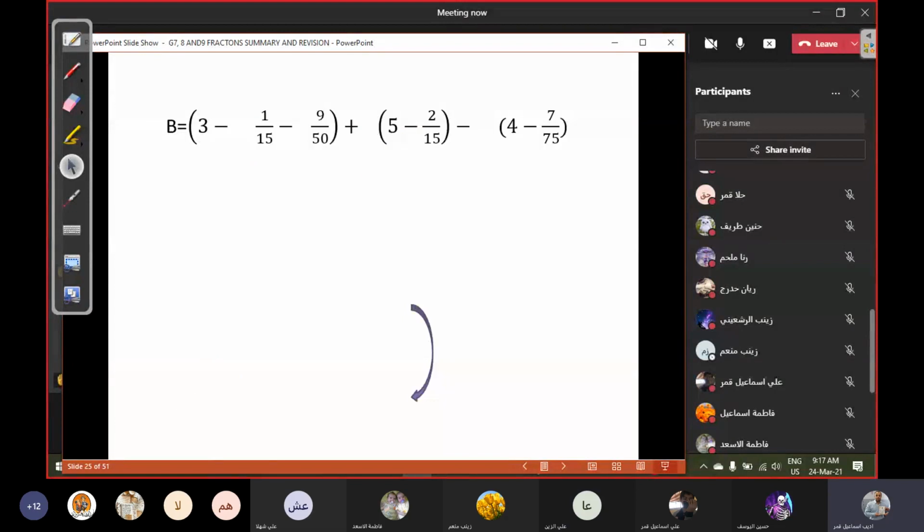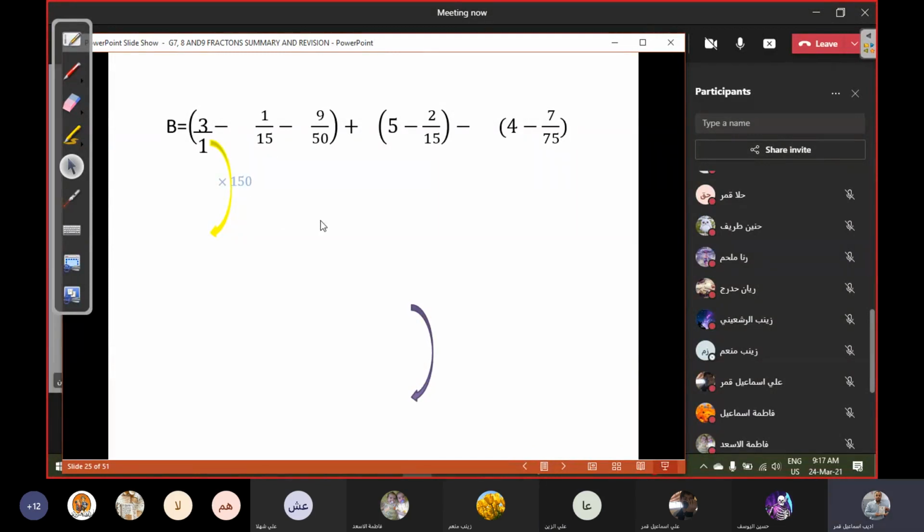Look at this example. First we work inside the parentheses, right? Let's see the steps; this one will be the last one. 3 over 1 times 150. The least common multiple between 50 and 15 and 1 is 150.